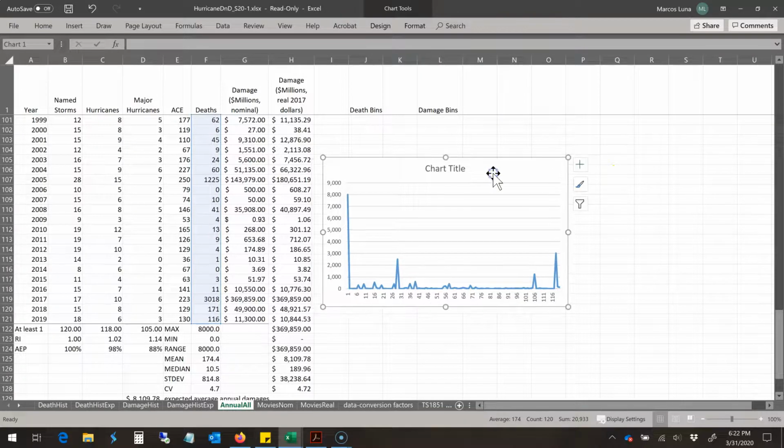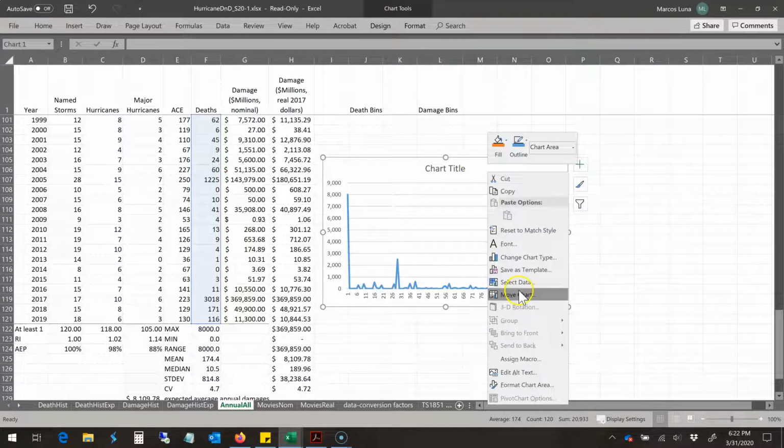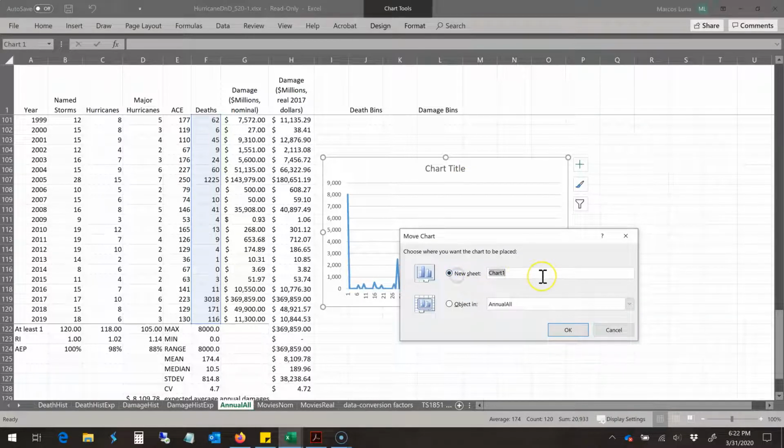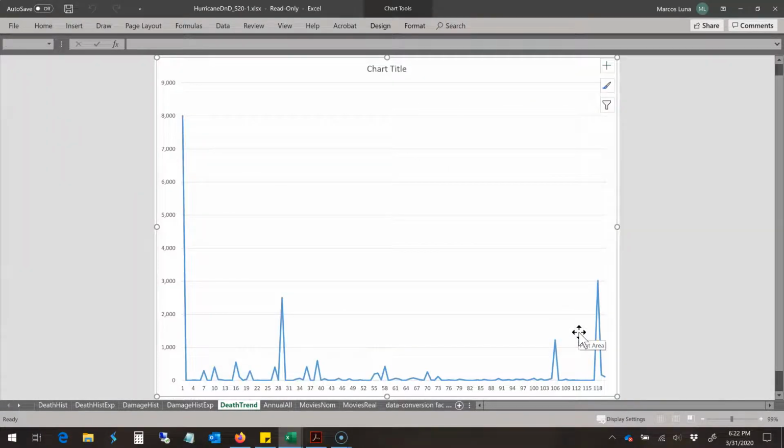And we're going to move this into a new sheet. So I'm going to right-click on the chart, say Move Chart, put it in a new sheet, and we'll call this the death trend. All right, so we can see more of it. When we're looking at the death trend, what we want to do is understand what's been happening. So we need to make a couple of adjustments.